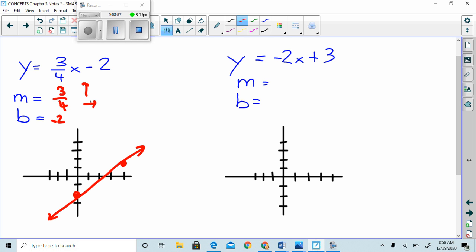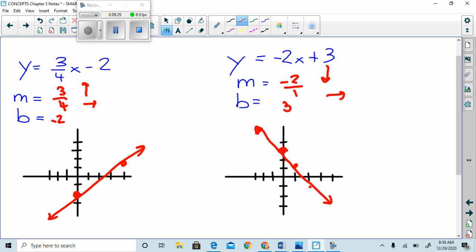My next one has a negative slope, a negative 2, and my y-intercept is 3. Now remember, a whole number can be written as a ratio by placing it over 1. Where did we start? With the y-intercept, 1, 2, 3, a point on the y-axis. This time my slope is negative. It's going to tell me to go down 2 and over 1, down 2, over 1.